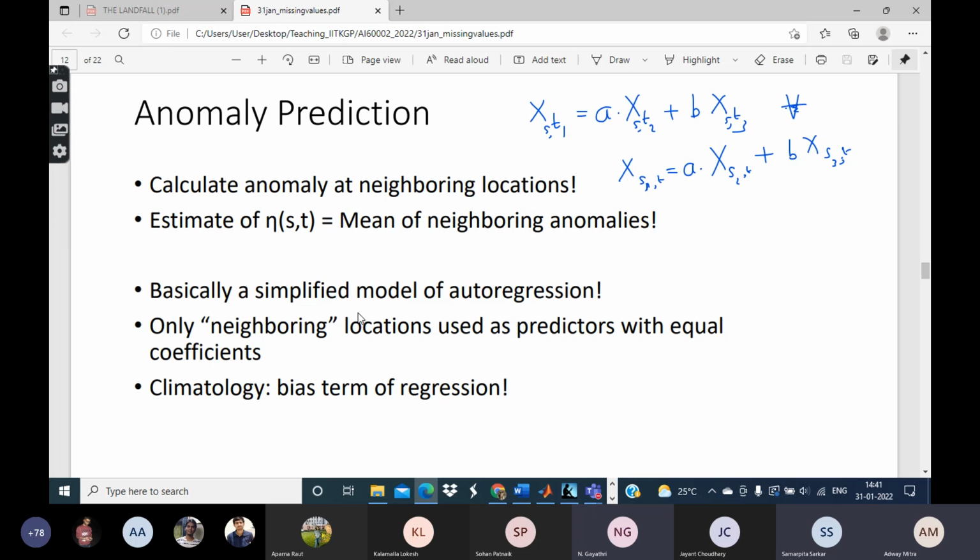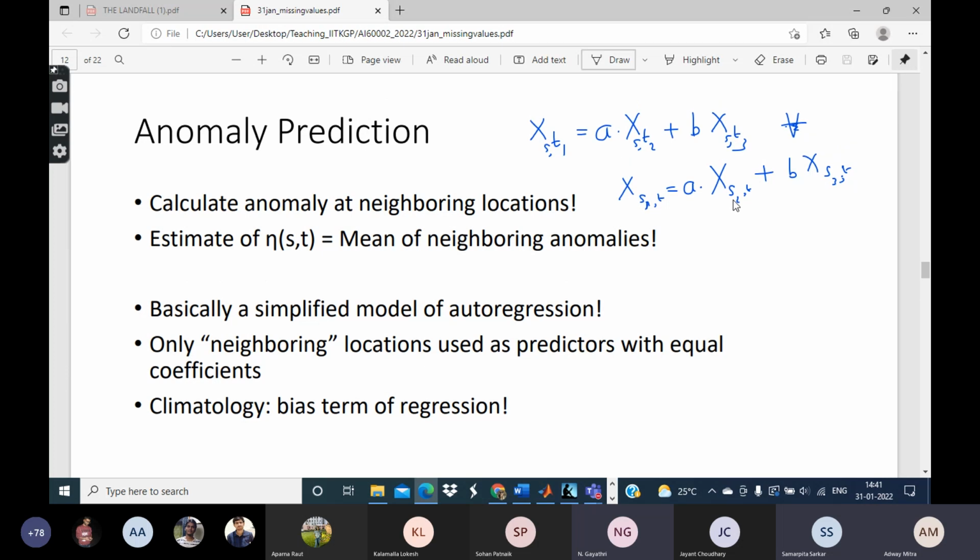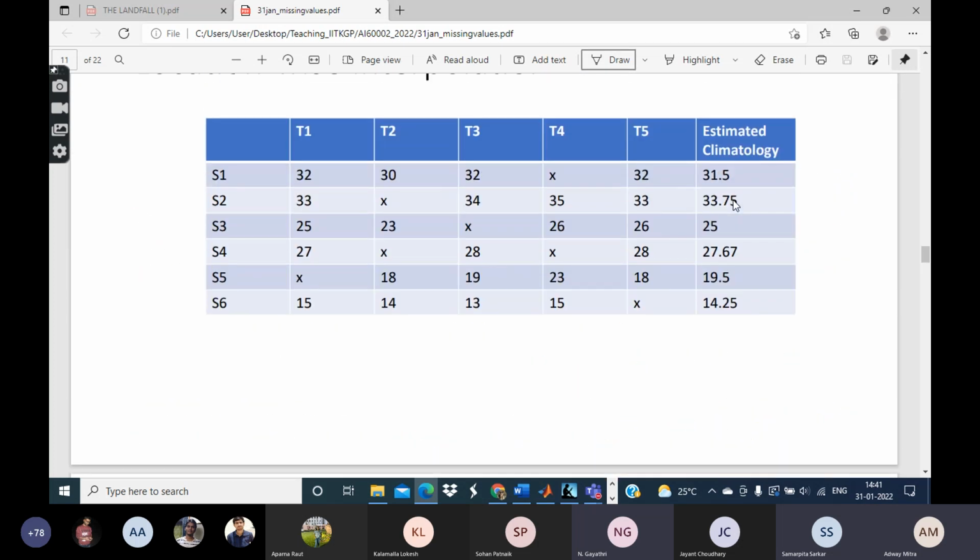But the interesting thing here is that you are not going to use all the locations as the predictors, or all the time points as the predictors. Only the neighboring locations can be used as predictors. Now, what do I mean by neighboring? We have not been given coordinates of these locations in this case, so we do not really know what is meant by neighboring.